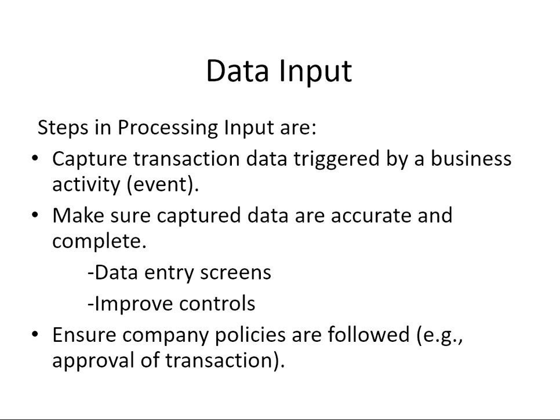So in this step, we're going to capture transaction data triggered by a business activity or event. We're going to make sure captured data are accurate and complete. There are a couple ways to achieve those goals. For example, we have data entry screens. We have improved controls to help us make sure the data are accurate and complete. And also we're going to ensure company policies are followed, for example, the approval of transactions before we input transactions.